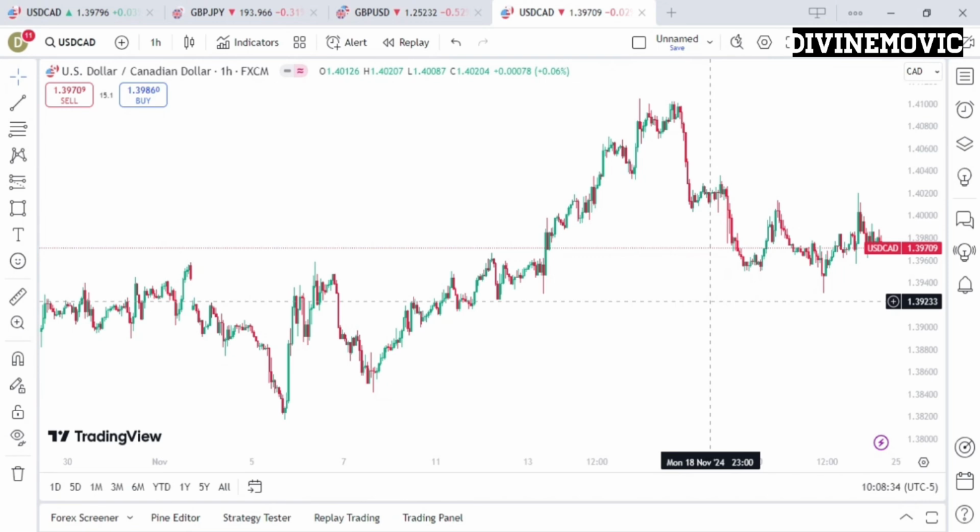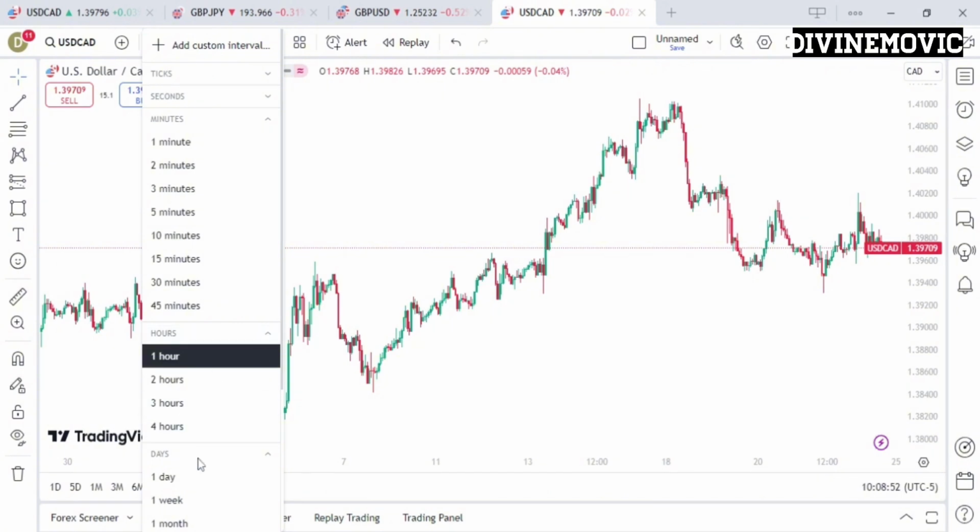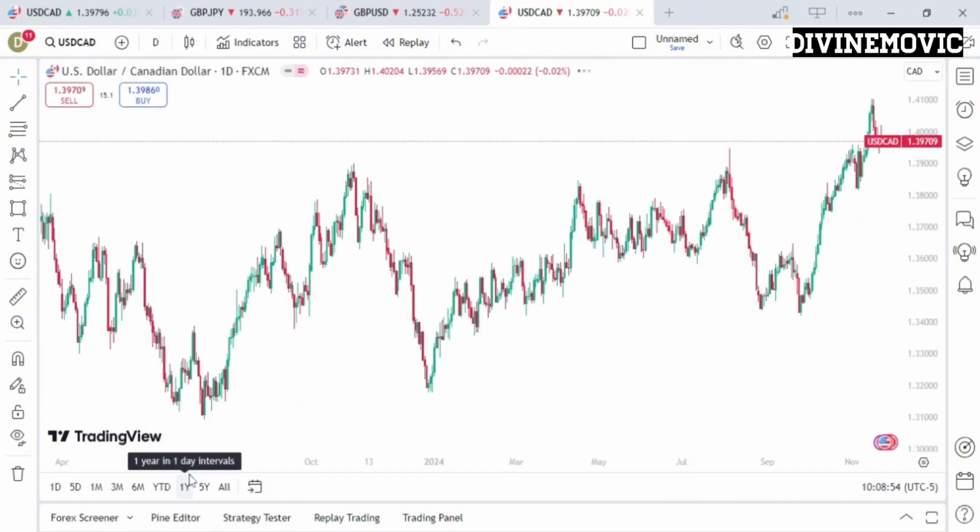I'm going to be analyzing USD CAD, and I'm going to be showing you my point of entry. But I'm going to start from daily time frame down to my point of entry, and I'm also going to be showing you how I'm going to be entering this trade right now. But first, let's understand where price is going to, or where price is coming from on the higher time frame.